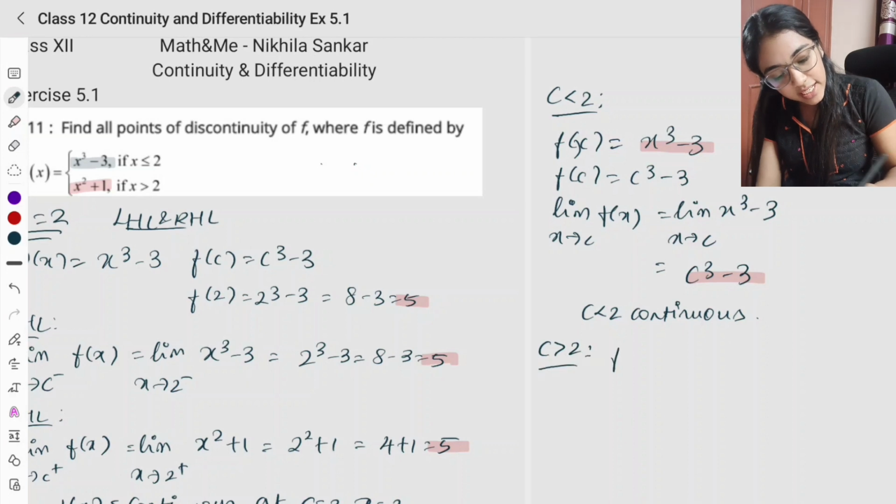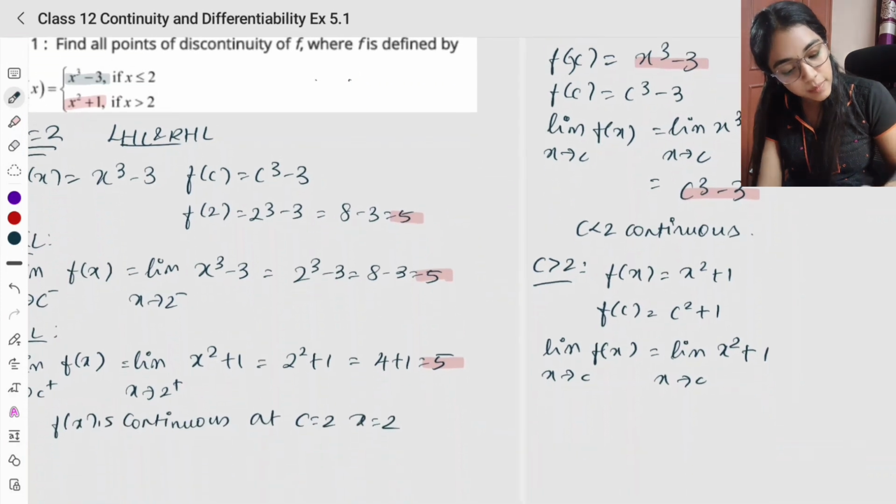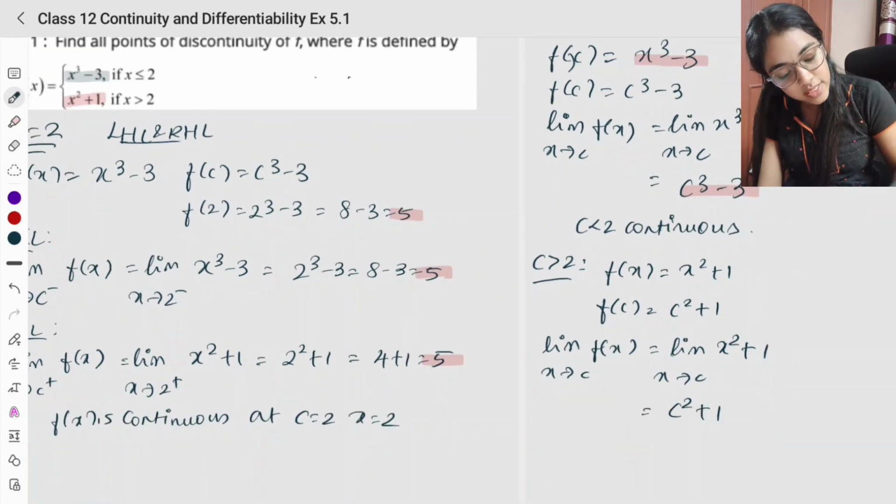இப்போ c greater than 2 க்கு அதே மாதிரி. So what is my f of x? It is going to be x square plus 1. அப்ப f of c is going to be c square plus 1. இப்போ limit எழுதுனா limit x tends to c of f of x, which is going to be limit x tends to c of f of x oda value enna? X square plus 1. When I substitute the value of c, I'll have c square plus 1.